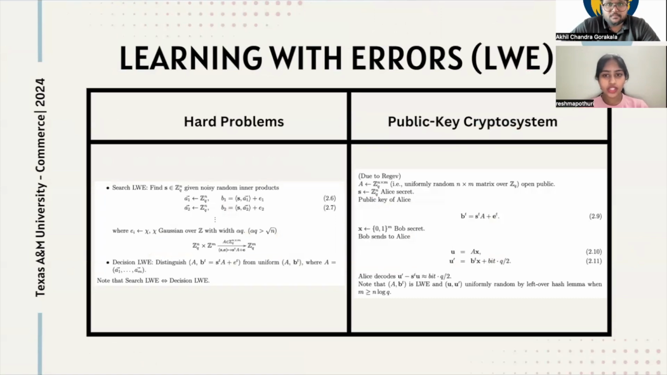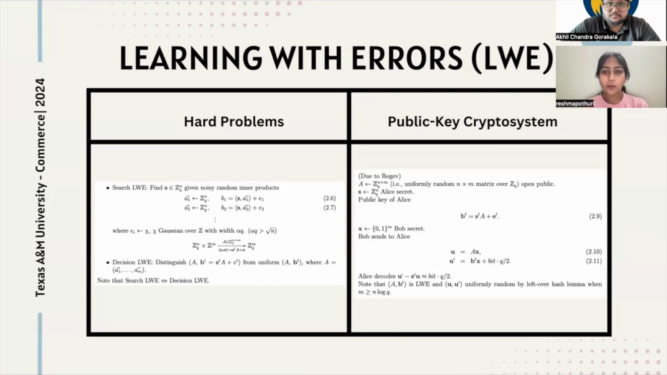Coming to learning with errors, this slide introduces the learning with errors problem, which forms the basis of many lattice-based cryptographic schemes. In learning with errors, there are four key points: search LWE, decision LWE, hardness, and public key cryptosystem. In search LWE, given a matrix A and a vector B, the goal is to find a vector S such that B is approximately equal to the product of A and S plus some noise. In decision LWE, the goal is to distinguish between a pair A and B generated according to the LWE distribution and a uniformly random pair.